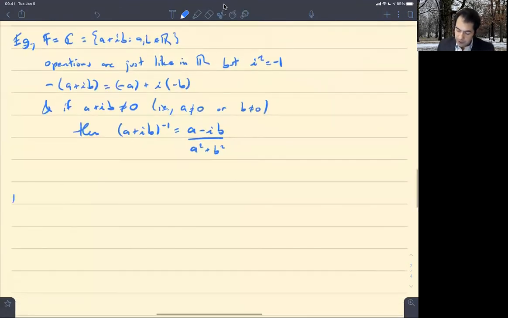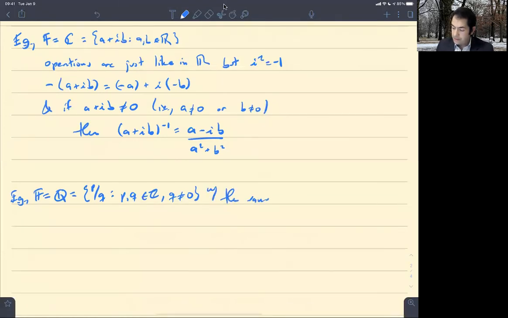Okay, another example. The rational numbers. Again, this is just p over q, where p and q are integers, but q is not 0. And again, this has the same operations as the real numbers. So in fact, notice this is a subset of the real numbers, and the same operations that you use in the real numbers are the operations that you use to make Q a field.